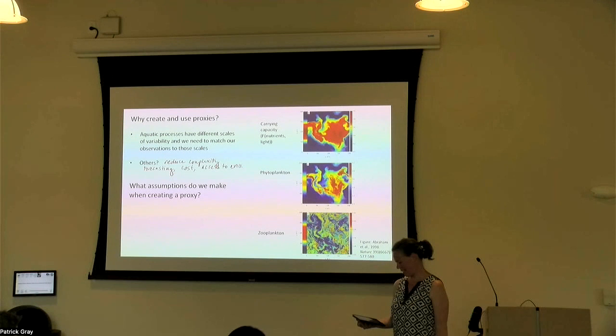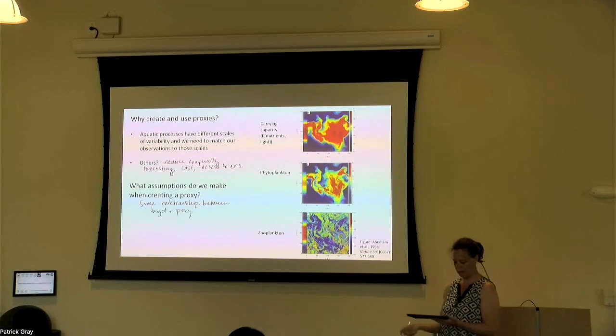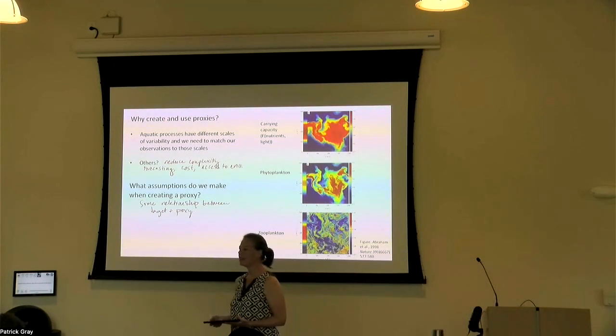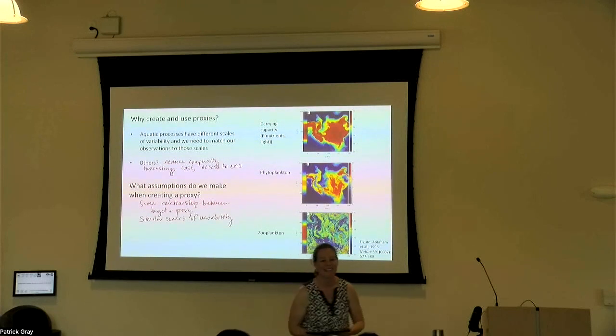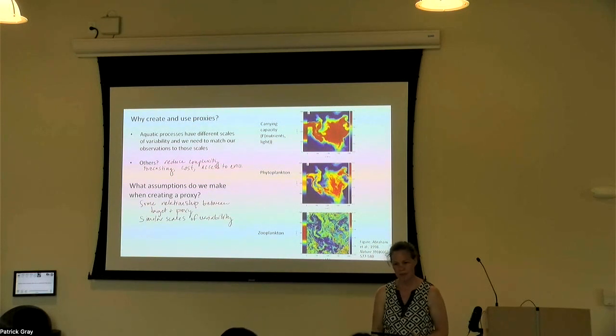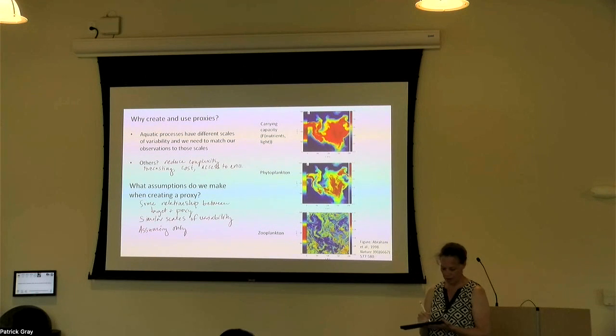So what assumptions do we make when we create a proxy? There's some relationship. So we are assuming there's only one mover and control over only.